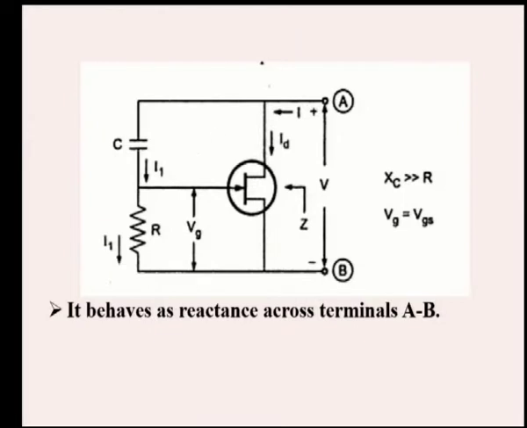This circuit is a variable reactance circuit, and here for the terminals A and B we have to apply the modulating voltage. Now we will see how this circuit acts as a variable reactance, then how to connect this circuit to the tank circuit, and then how to generate an FM signal. As it says, it behaves as a reactance across the terminals A and B for a particular voltage.